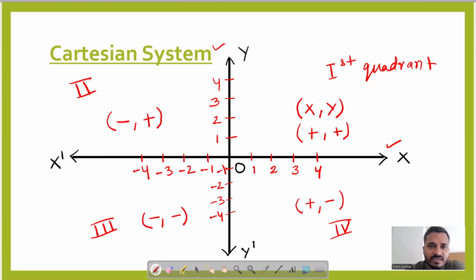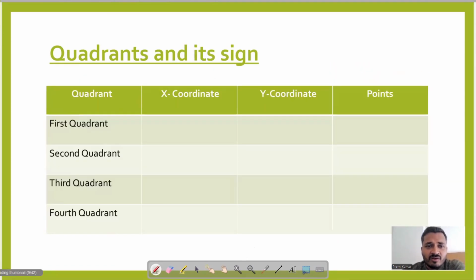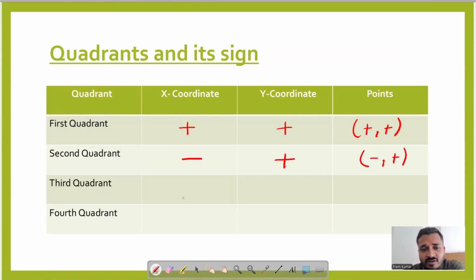Clear? Now moving ahead, see here, quadrant and its sign. So in the first quadrant, x is plus and y is also plus. So we are having point as plus, comma, plus. Second quadrant, x is minus but y is plus. So sign is minus, comma, plus. Third quadrant, minus for x-axis, minus for y-axis. So minus, comma, minus. And the fourth one, x is plus, y is minus. So this is plus, comma, minus. I hope it is clear about the sign and the quadrants, right?